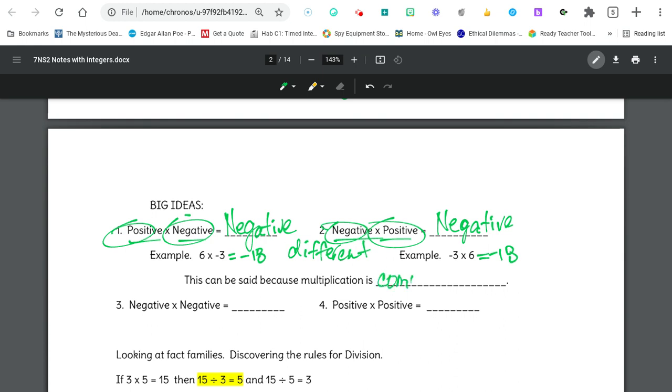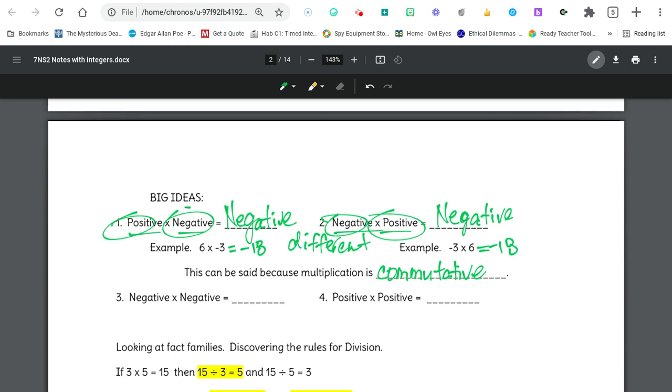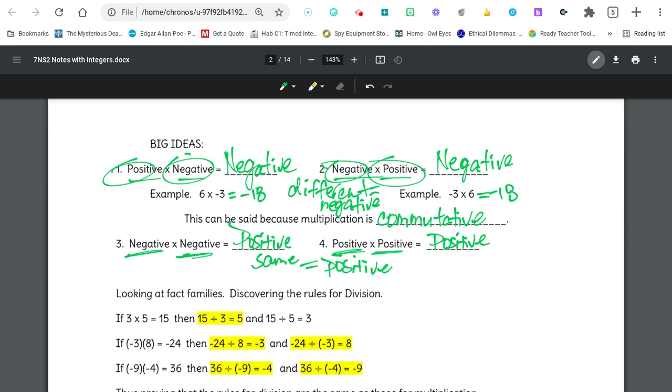And that's the commutative property, which allows that you can switch the numbers around, but you'll still get the same answer when you multiply, okay? It also works for addition, but we're working on multiplication right now. Different signs gave us a negative. Here, a negative times a negative is a positive. A positive times a positive gave us a positive. So if the signs are the same in the problem, we end up with some positive, okay? Same, positive, different, negative, but that only works for multiplication and division.